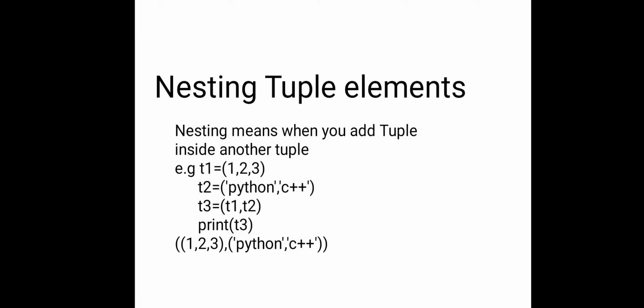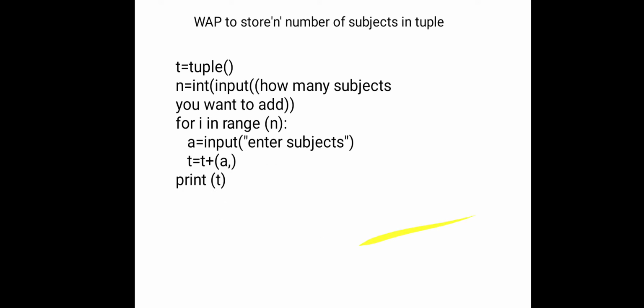Then we have taken another tuple T3, which contains the elements T1 and T2. The elements of tuple T3 are again tuples. So when we printed T3, we got this output, a tuple inside a tuple. This type of nesting is known as nesting a tuple, meaning we are adding a tuple inside a tuple.